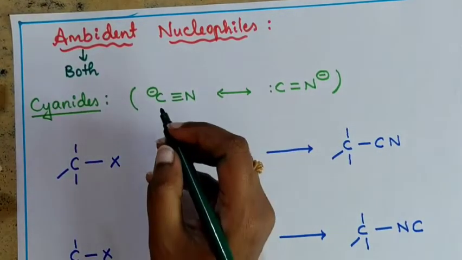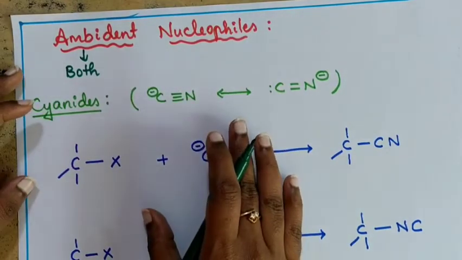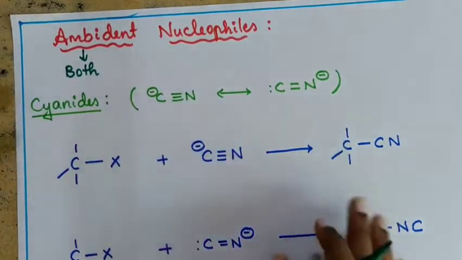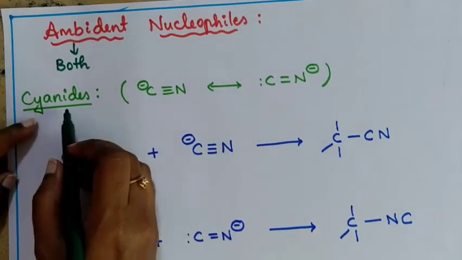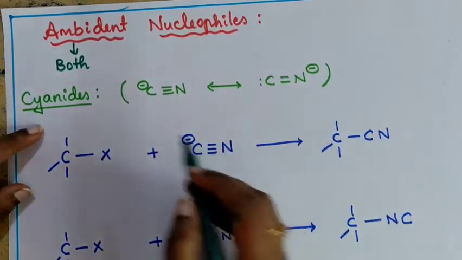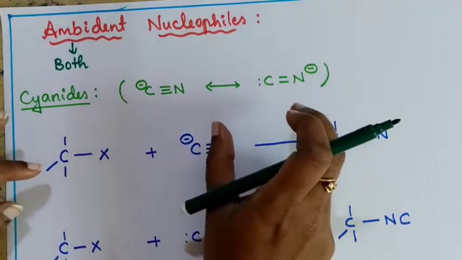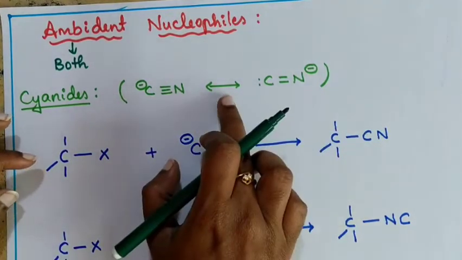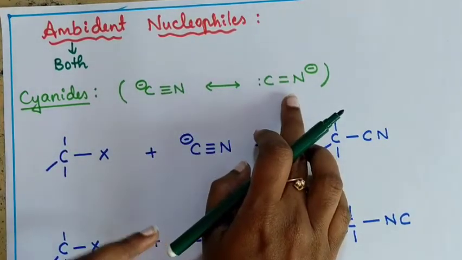Attack will take place from both sides of the nucleophile. For example, let me give an example so that you will clearly understand this. Cyanides are an example of an ambidentate nucleophile. Cyanide is going to have 2 different structures. Now I have written the resonance symbol. Cyanide can exist in this form or in this form.